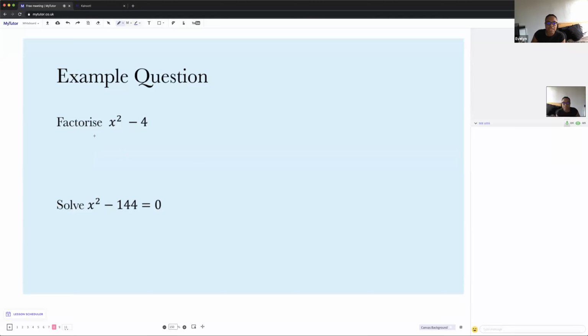If we have a look at this, this is a difference of two squares sort of expression. We've got an x squared and then we've got a minus 4. Now 4 is a square number, so we can use difference of two squares. The first step is to figure out the square root of 4. Now 4 is equal to 2 squared, 2 times 2 gives us 4. So we can put those into the brackets: x plus 2 and x minus 2. And that is it for this question.